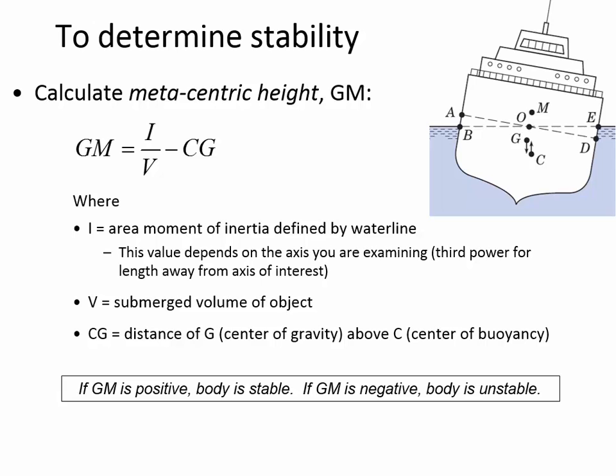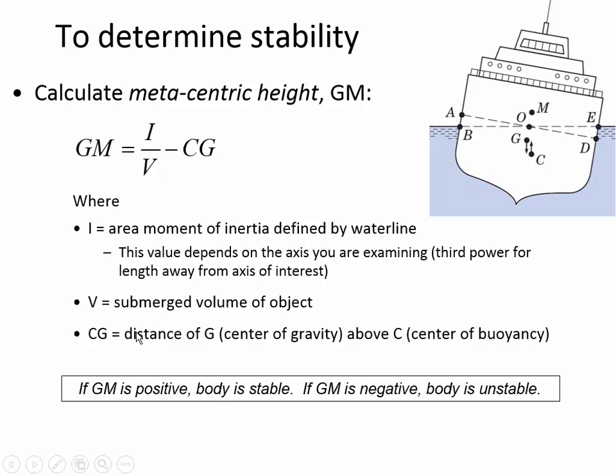First of all, I, the area moment of inertia, which we've just talked about on the previous slide. V is the volume that's submerged underneath the waterline. On the side of ships, there are usually markings corresponding to how deeply submerged it is in the water and the weight that the ship is carrying. In our case, we're going to do an example today where you'll calculate the submerged volume based on some dimensions from a drawing. Okay, so that's I and V.